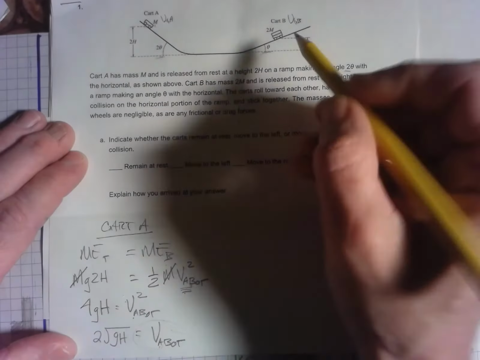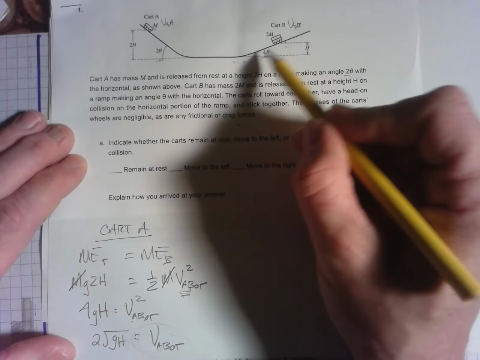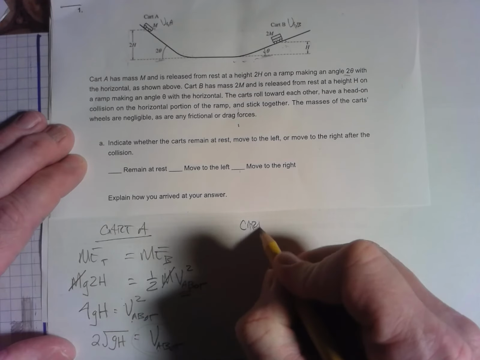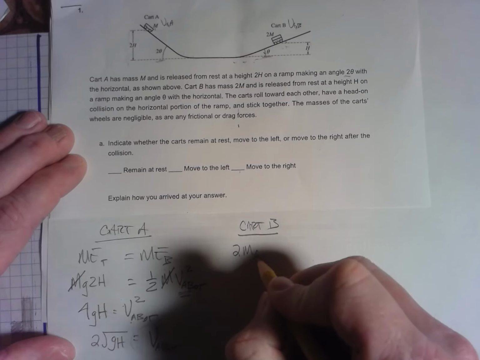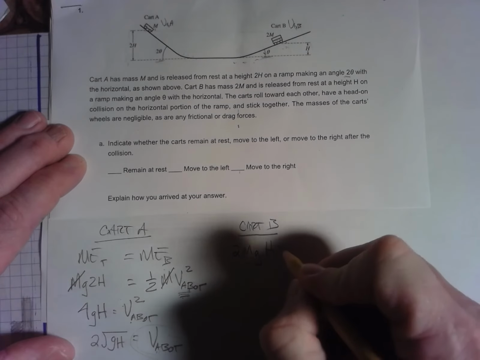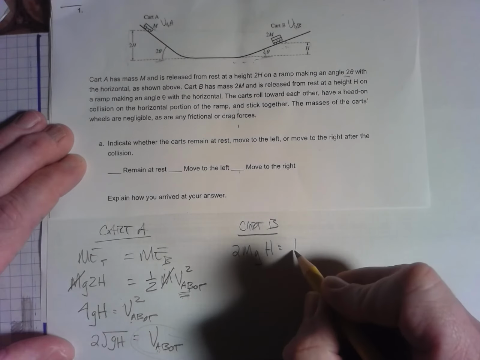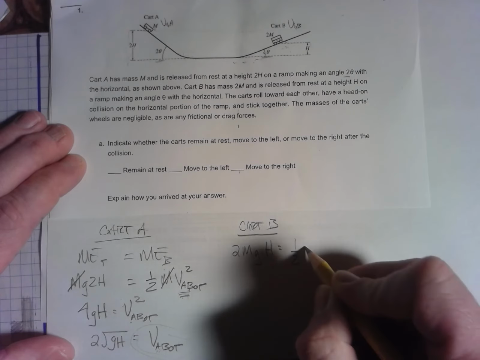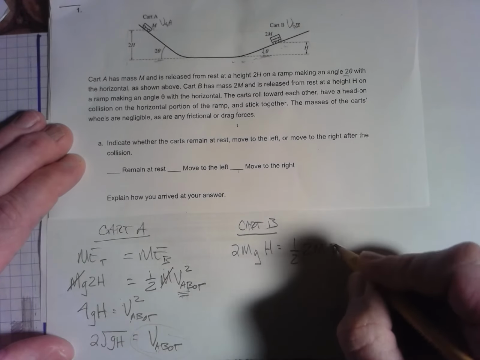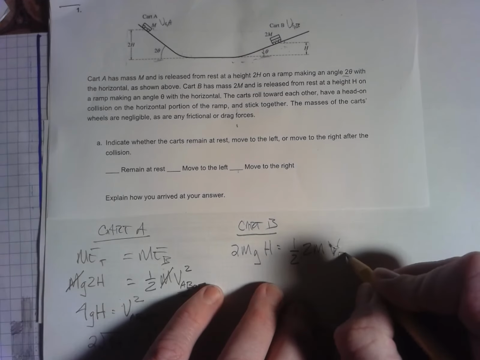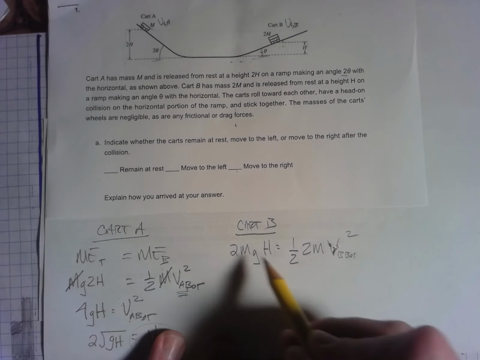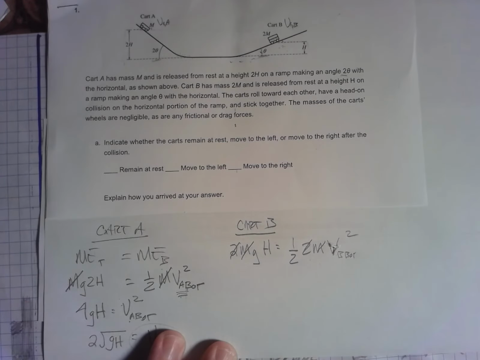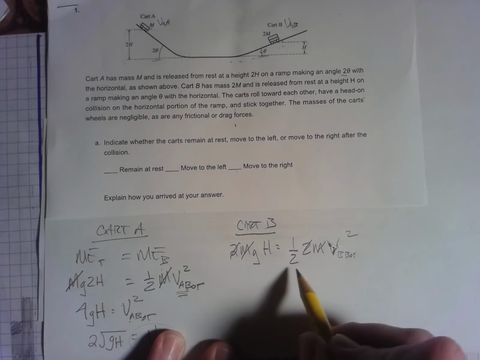But let's go look at this transition for cart B as well, from potential to kinetic. Do the same thing. Cart B has a potential energy of 2mgh, and it would have a kinetic energy at the bottom of 1/2 2m velocity of cart B at the bottom squared. It's a sharp pencil right there. Then well, the m's go away, the 2's go away. So I multiply both sides by 2.